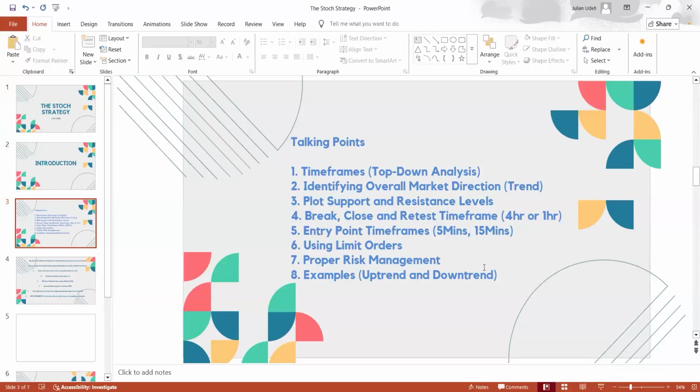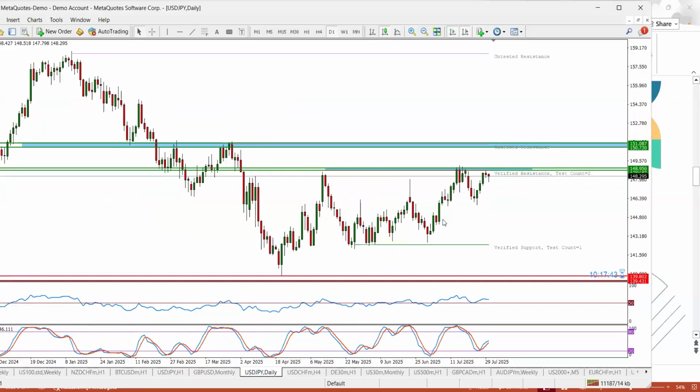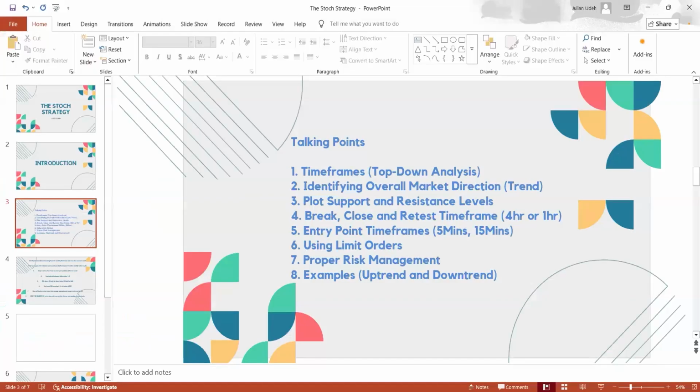Now, we want to enter a buy on USD JPY. Our bias is a buy. We can also enter a sell as well. It depends. Now, what is our entry time frame? Our break, close, and retest time frame first. Which time frame are we selecting for break, close, and retest? So 4 hour or 1 hour. So let us check 4 hours.